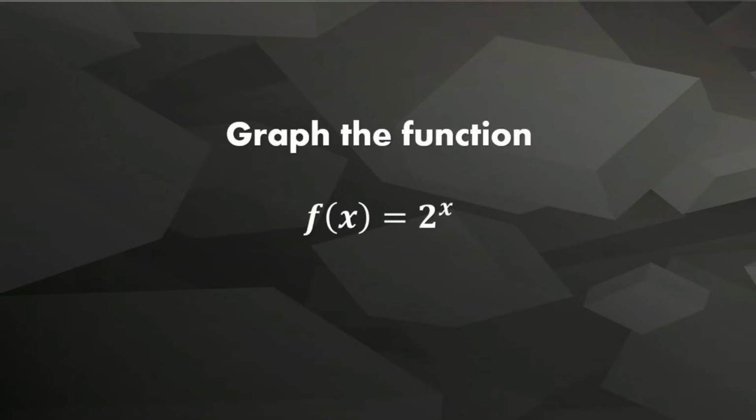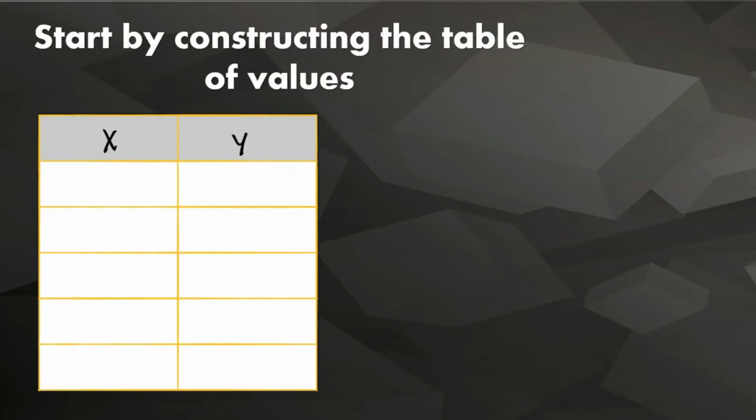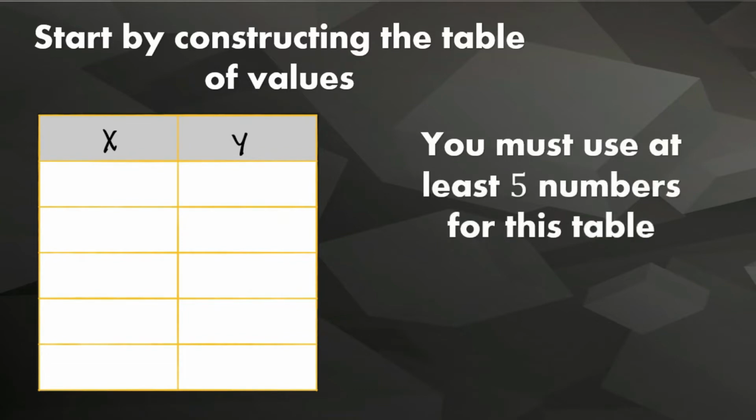Let's say we will graph the function f of x is equal to 2 raised to x. So you will start by constructing your table of values like this. So we have columns for x and columns for y. Sometimes pwede mo nang lagyan ng column for point. It's up to you, pero mas maigi siguro kung xy na lang muna. Then you will use 5 numbers for this table. That's why meron tayong 1, 2, 3, 4, 5 na rows dyan.